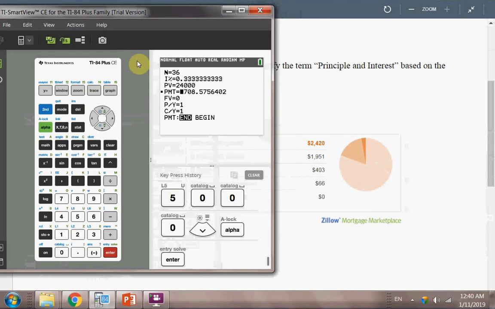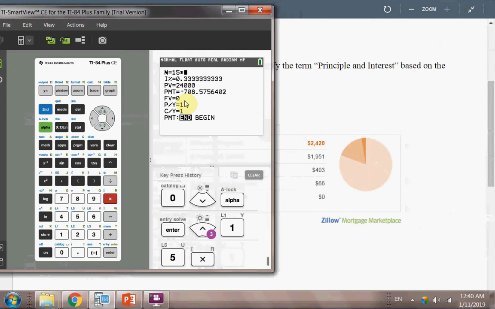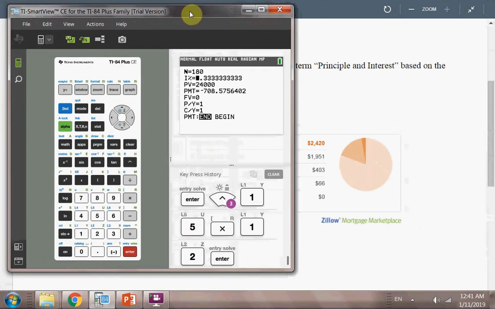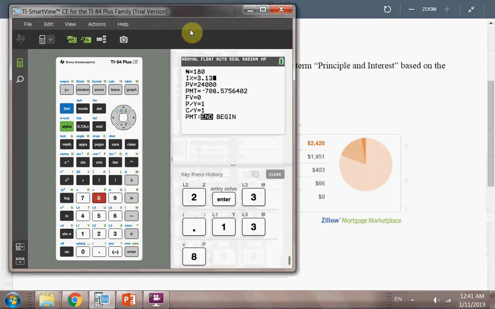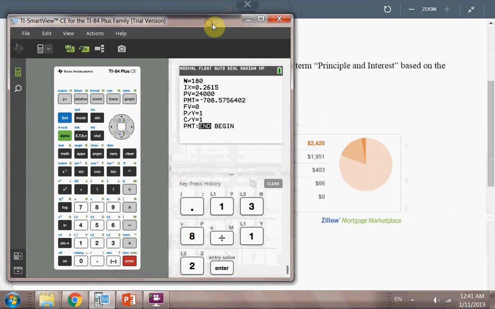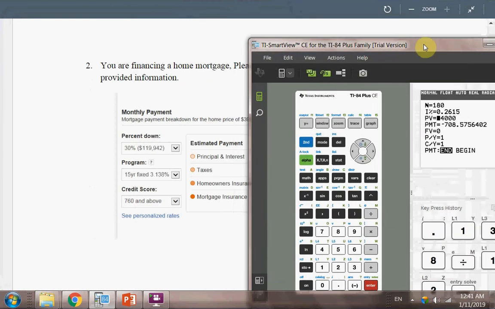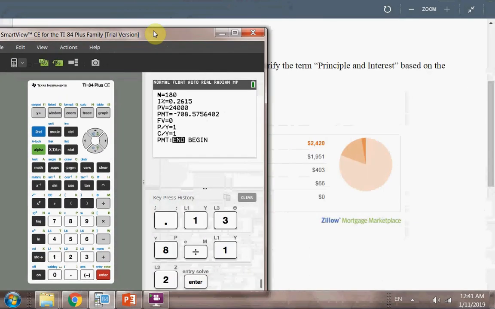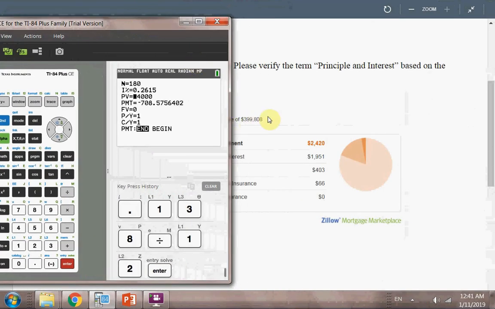On your calculator, you have to make all these numbers correct. So you have 15 years, and each year you have 12 months, so you have 180 months in total, and your rate is 3.138, and this will be divided by 12. The present value is how much you are financing. It's not the full price of the house, it's the amount of money you borrow. So how much are you borrowing? You are borrowing the full price, which is, sorry, I have to move around, $399.